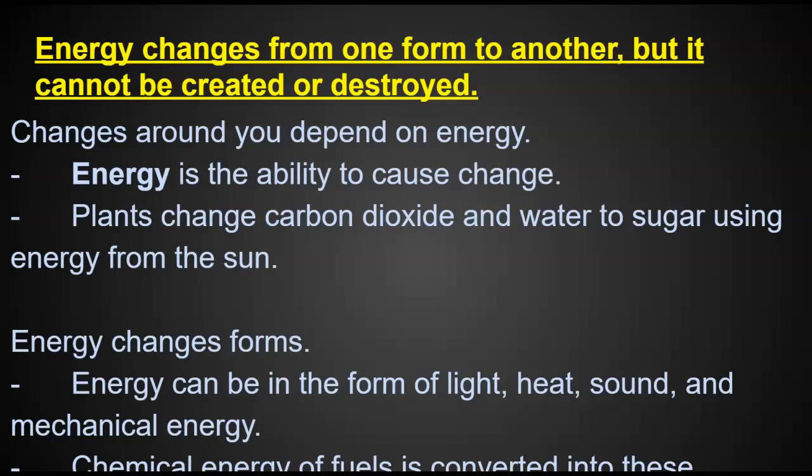How did we get it? Plants capture energy of sunlight using carbon dioxide and water in a process called photosynthesis. We, as animals and humans, eat the energy from the plants, change it to a chemical energy, and then use it. Different types of energy can be in the form of light, heat, sound, and mechanical energy. Chemical energy of fuels is used to run machines such as the school bus or your parents' car.